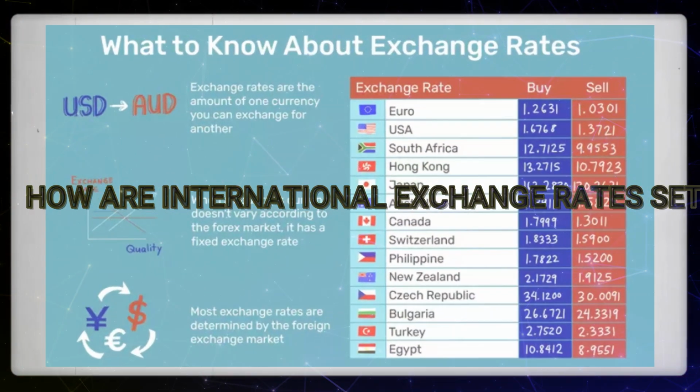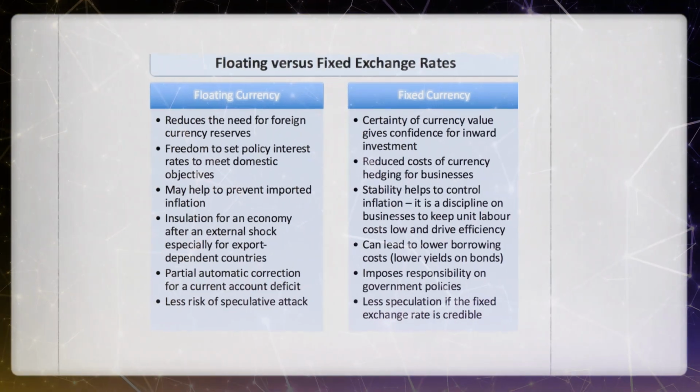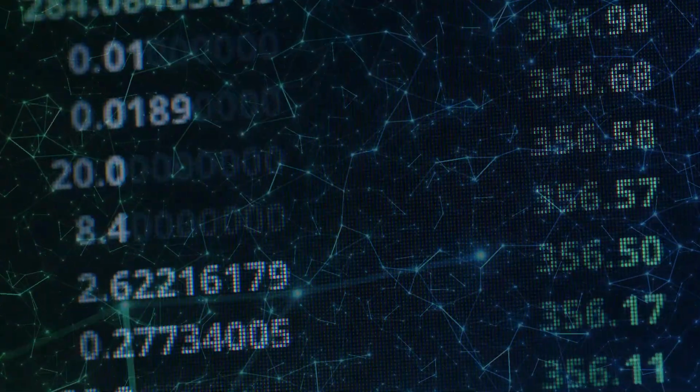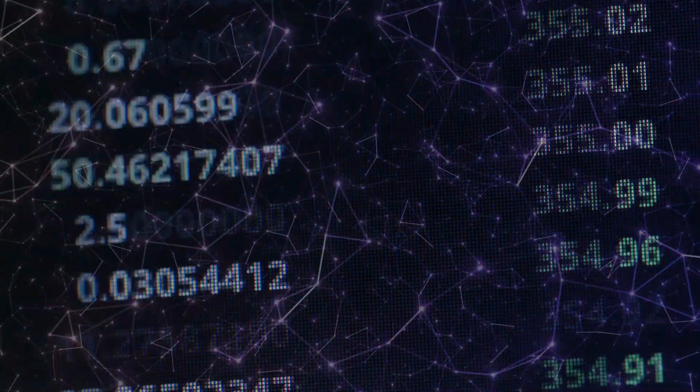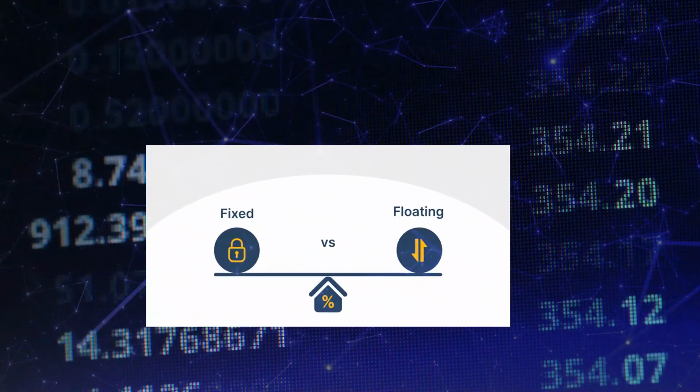How are international exchange rates set? Floating versus fixed exchange rates. Currency prices can be established through two primary methods: a floating rate or a fixed rate.